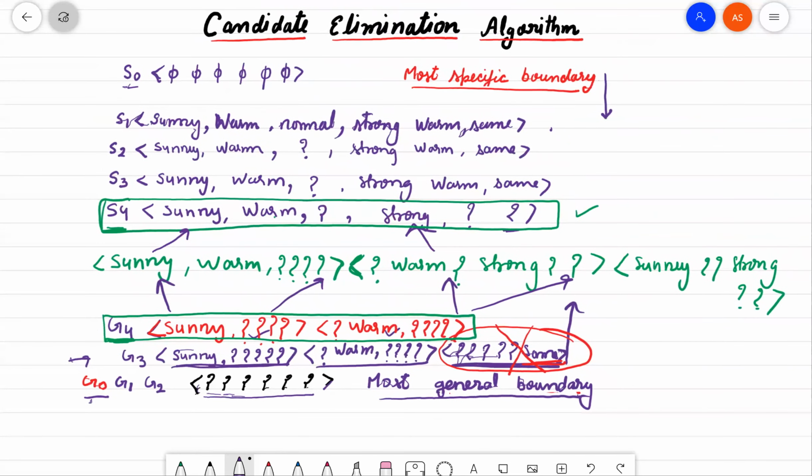So this is all about the candidate elimination algorithm, and this set of hypotheses between the most specific and most general boundary is the version space.